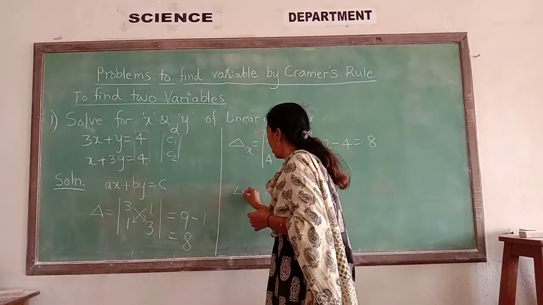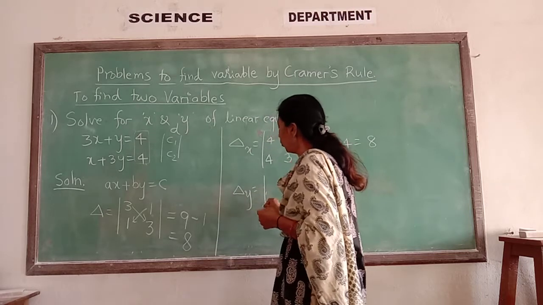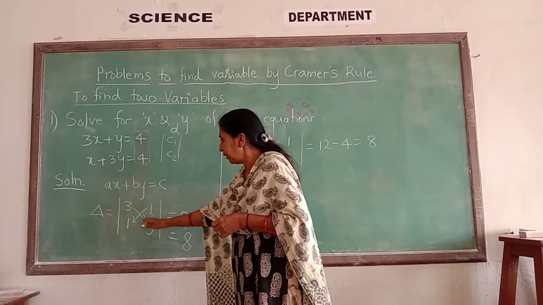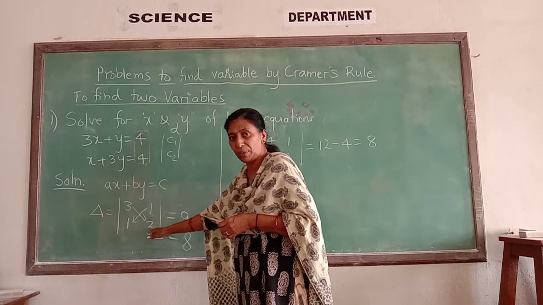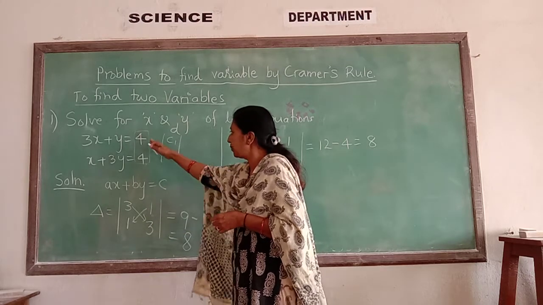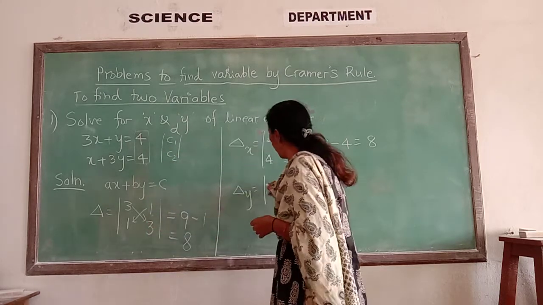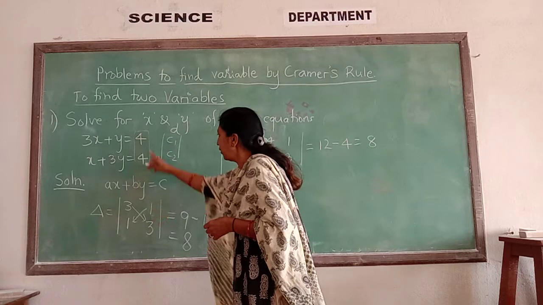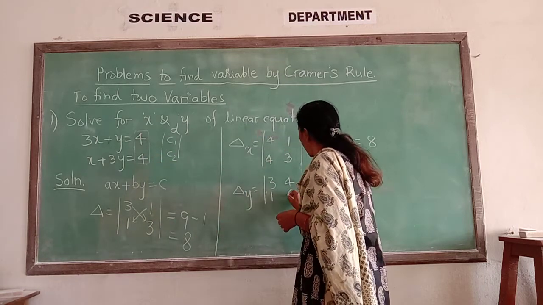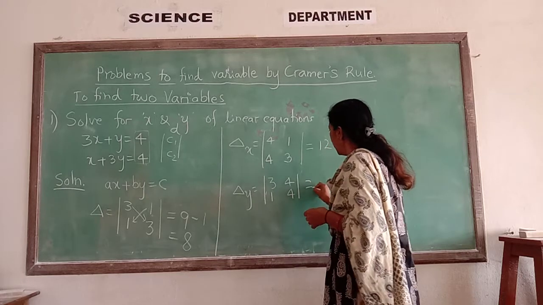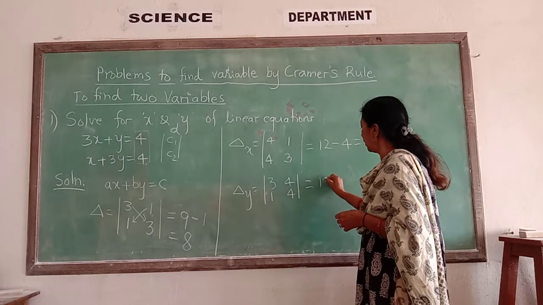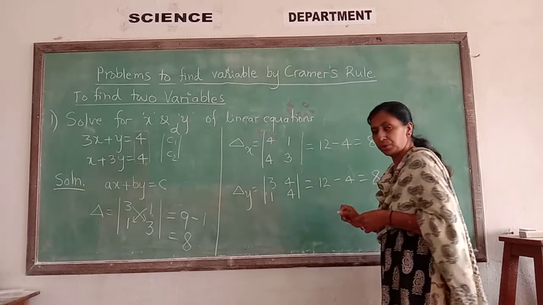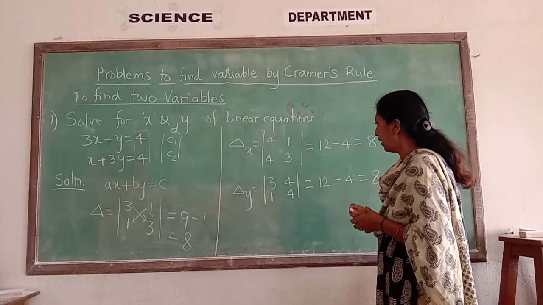Next you find delta y. Again go for delta, the main determinant. To find delta y, the y coefficients should be removed and replaced by the constants, that is 4 and 4, and the remaining column stays as it is. So instead of 1 and 3 you write 4 and 4. Then open the determinant: 3 into 4 is 12 minus 4 into 1 is 4, that is equal to 8. So this is how you find delta x and delta y.